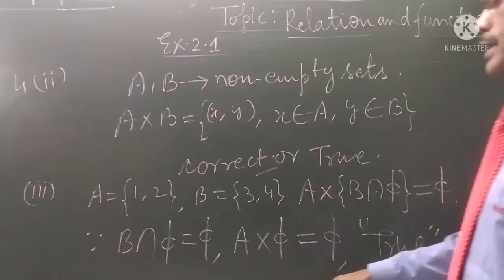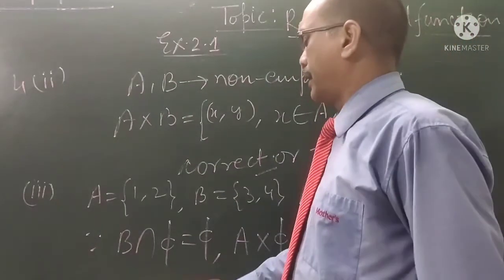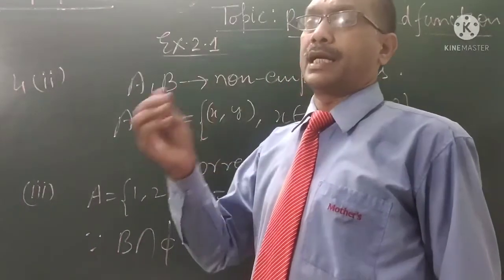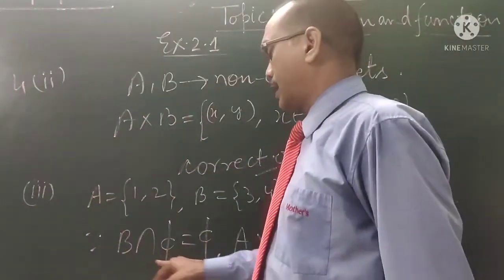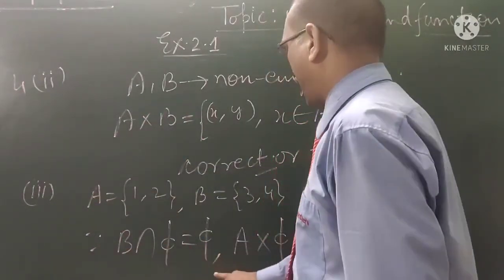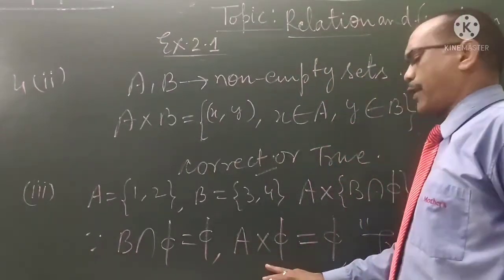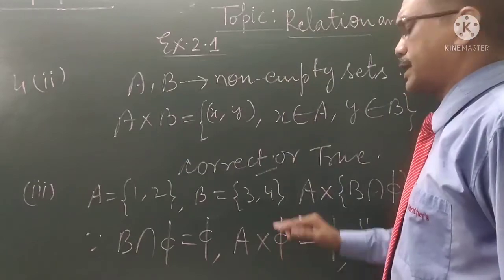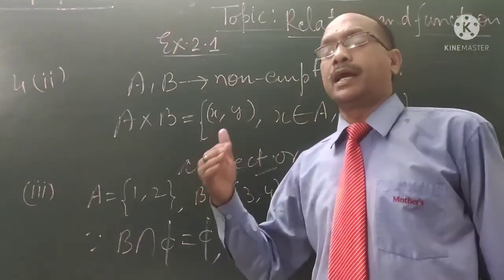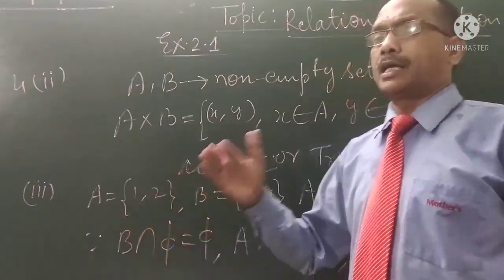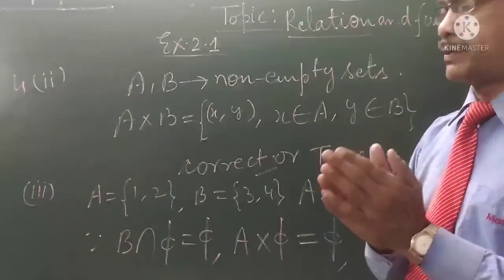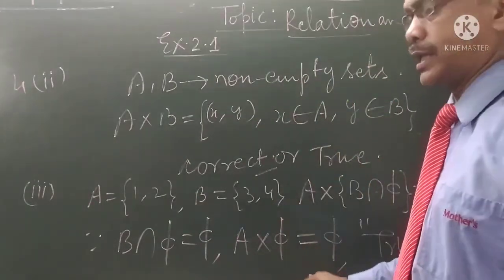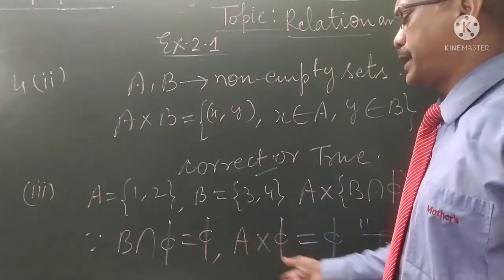So students, this statement is correct here. The intersection of a given set with the null set becomes a null set. So B intersection null set equals null set. A cross null set is also the null set, because the null set does not have any element, and so ordered pairs are not possible. So we cannot find A cross null set. It is also the null set and the statement is correct.